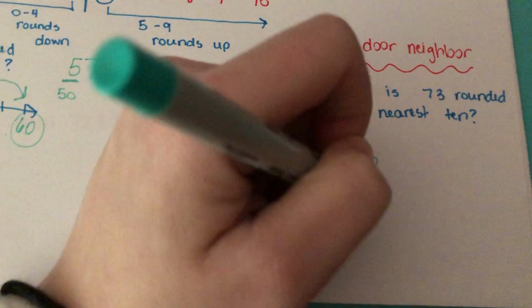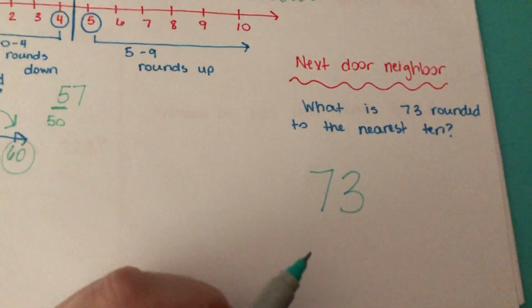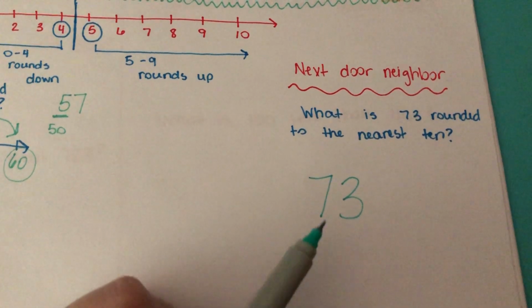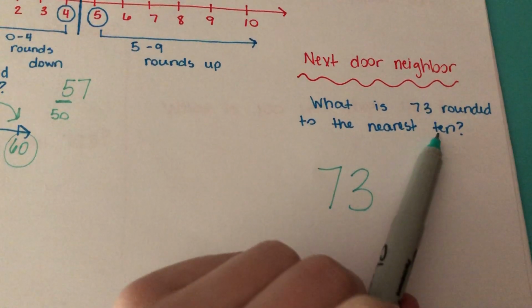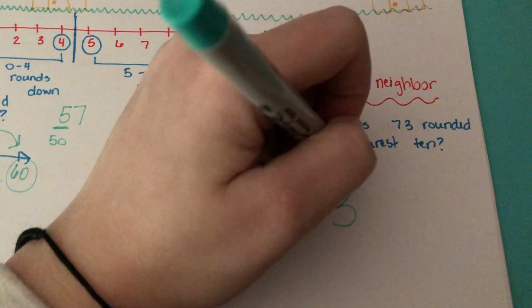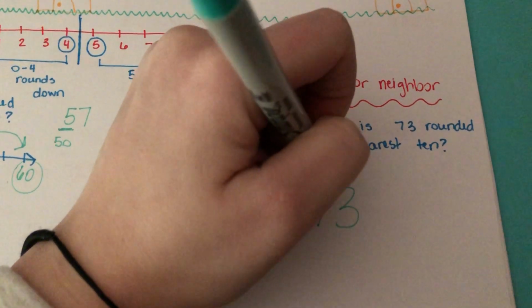Students need to write the number 73 nice and big. And they need to say, okay, what am I rounding here? I need to underline the place that I'm rounding to. And the place that we're rounding to is the tens. We know that this is the ones place. And we know that this is the tens place.